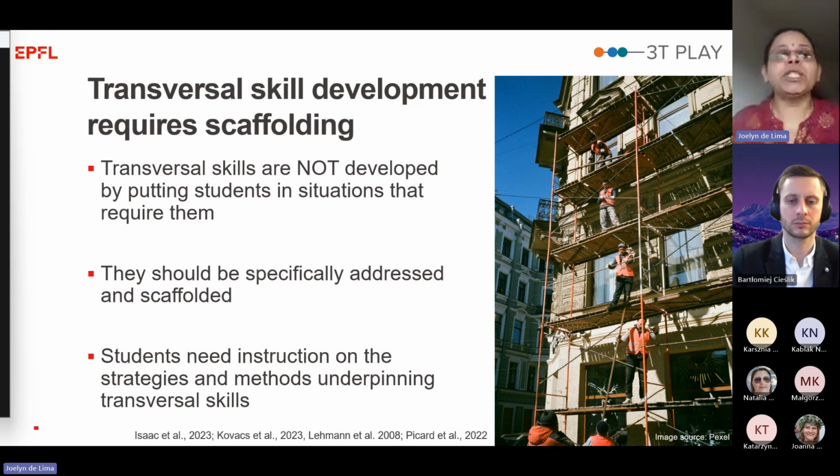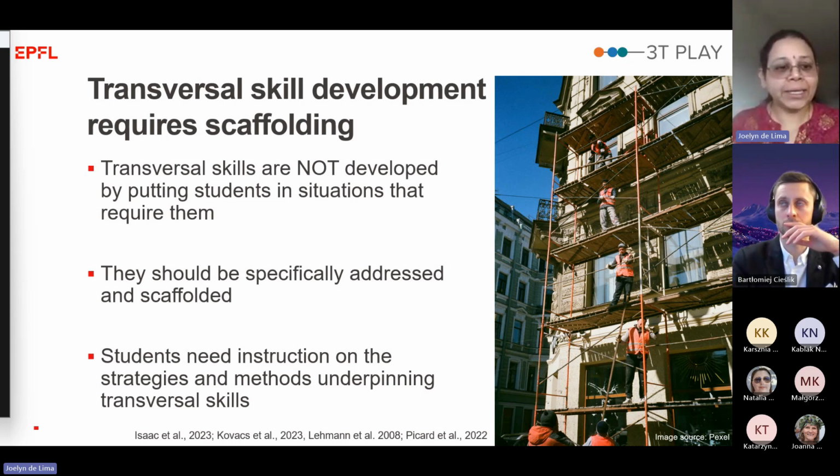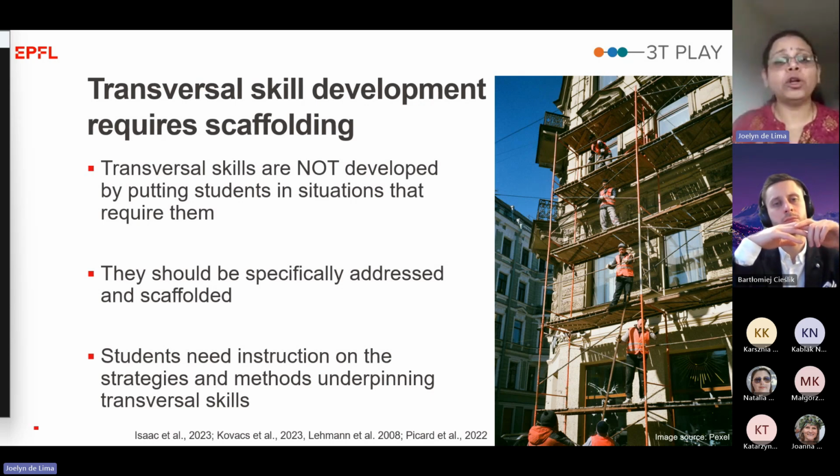And so just throwing a student into a situation where they have to be in a team and not giving them any strategies or any abilities to work in the team is akin to that. It's not that they won't learn teamwork, they will, but it will be very inefficient. And at the end of the process, there might be a lot of unlearning that they need to do.